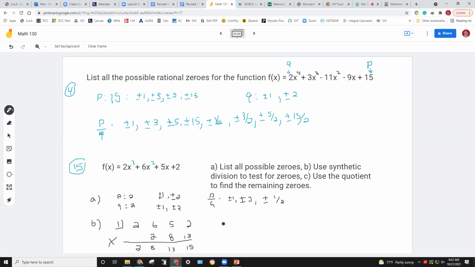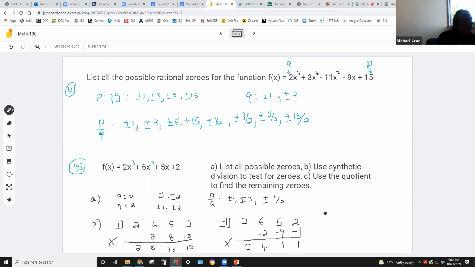Let's see if we can squeeze another one in here. So negative 1 times 2 is negative 2. Add them up. It's 4. Negative 1 times 4. Negative 1 times 1 is negative 1. So that's going to be 1. Again, this is not one of them. All right. Let's see if we can put one more right here. Let's put 2.